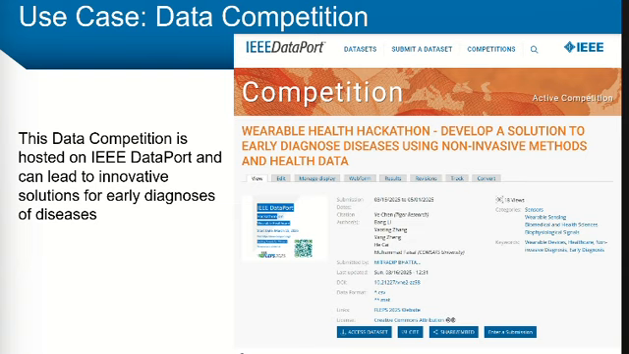I was talking about one competition which recently happened. This is just a sample of that particular competition. It was available, and still this competition is available on the DataPort platform. So recently this competition was completed, and this is a wearable health hackathon, where wearable sensors data is given to the participants, and based on that data they have to find out the solution. And across the world, from the US and different parts of other countries, people have submitted their solutions, and it was a very well organized competition by the Sensor Council.